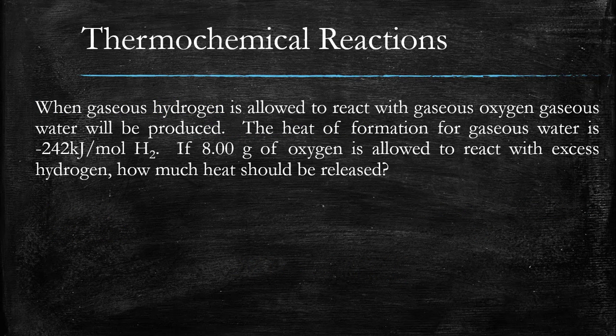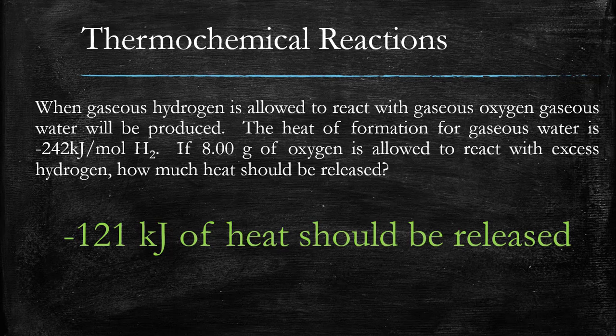So here's one for you guys to try. We're going to let gaseous hydrogen react with gaseous oxygen, and water will be produced. The heat of formation, or the delta H, for gaseous water is minus 242 kilojoules per mole of hydrogen. We're going to allow 8 grams of oxygen to react with an excess of hydrogen. So how much heat should be released? Stop, figure it out. I'll give you the answer, then walk you through it. Go. And the answer is minus 121 kilojoules of heat should be released.